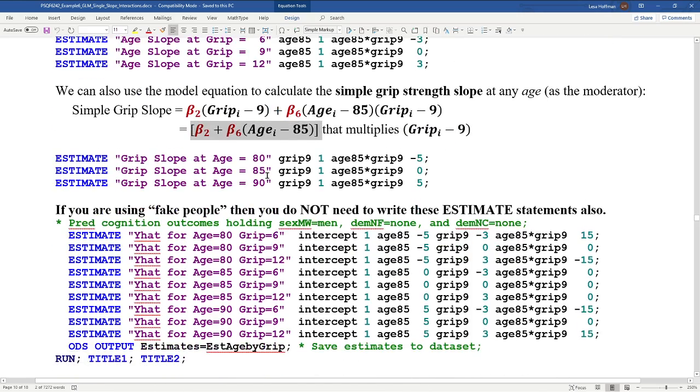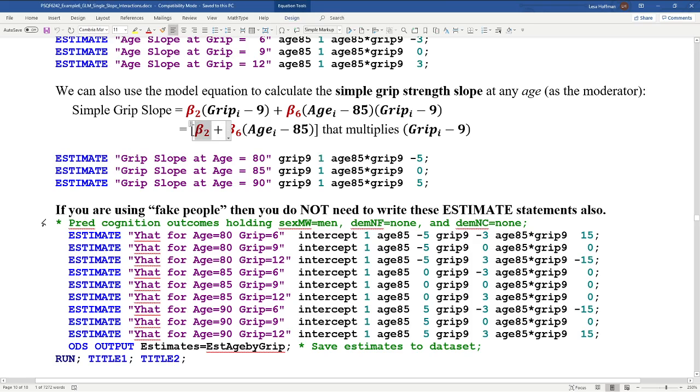So in this case, I picked ages 80, 85, and 90. I fill in a value of the moderator that is consistent with the centering. So 80 is 5 less than 85, 90 is 5 more than 85, and the ones in the first column here correspond to needing 1 beta 2 in each of these simple slopes.